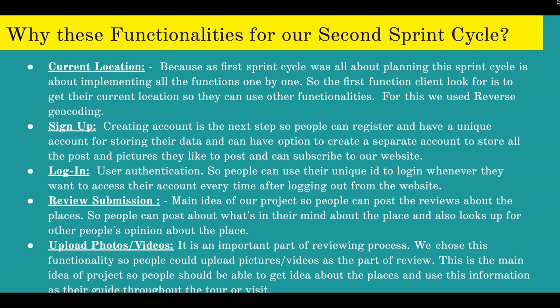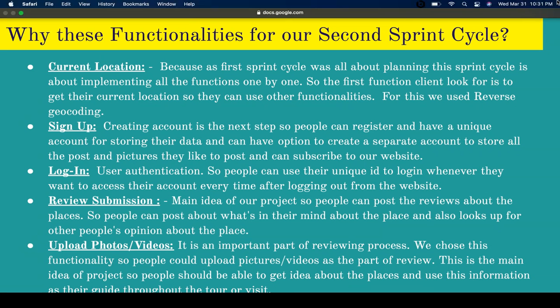We chose these functionalities for our second sprint cycle because the first sprint cycle was all about planning, and this sprint cycle and upcoming ones would be implementing all those functions one by one. First we chose current location because that's the function the client would look for to get their current location so they can use other functions and search for places. We used reverse geocoding for it.